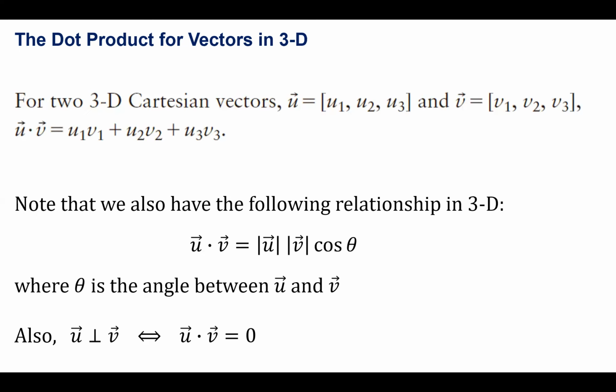Also, we have the following relationship. Vector U and vector V are orthogonal is equivalent to the dot product between these two vectors equals 0. Or, two non-zero vectors A and B are orthogonal or perpendicular if and only if the dot product between these two vectors is 0.